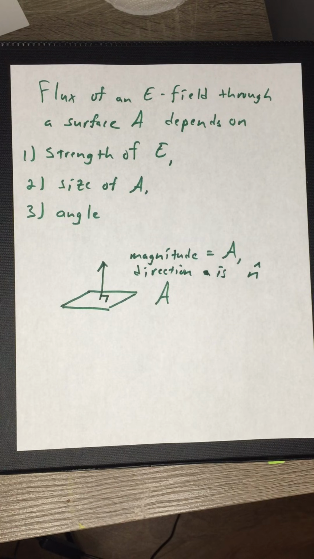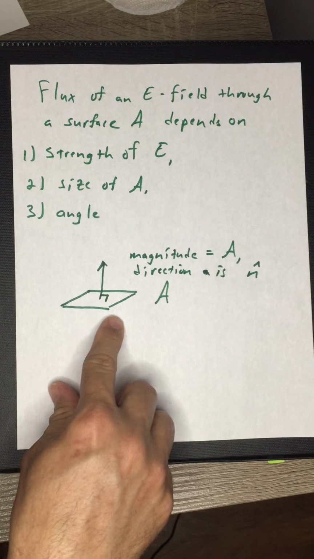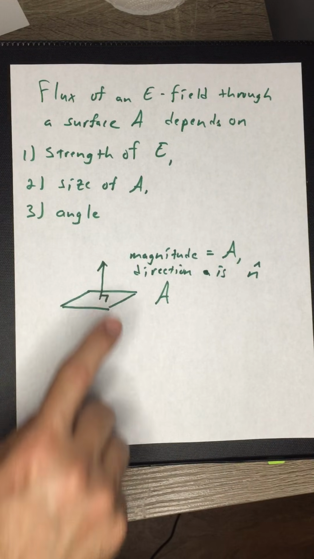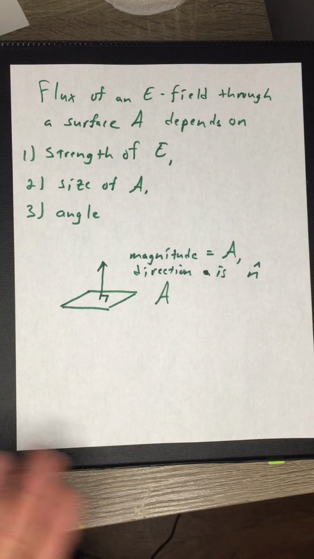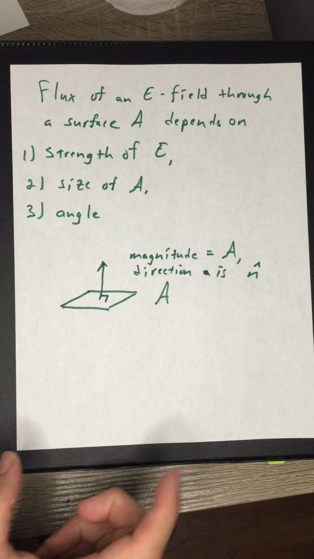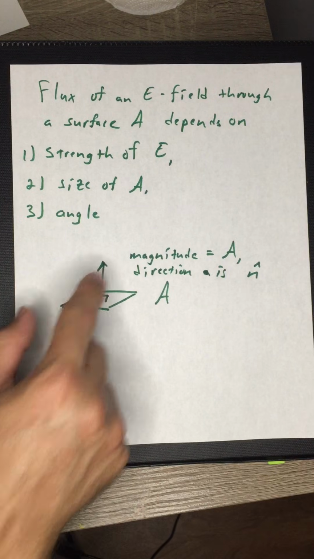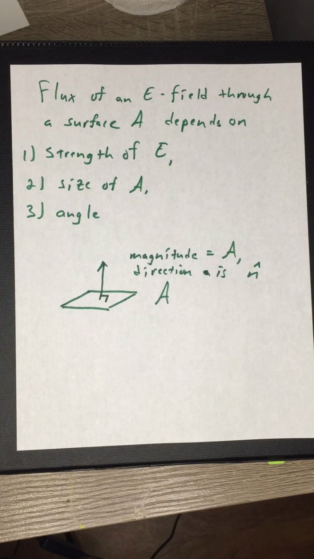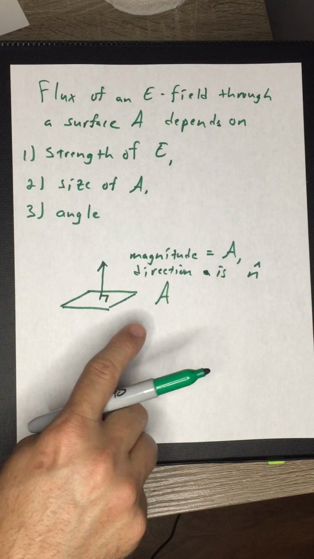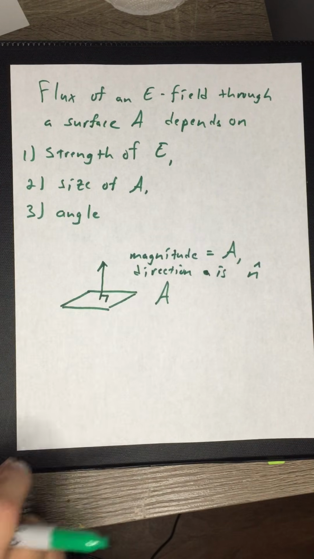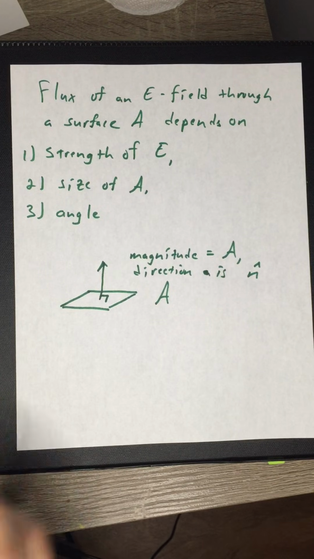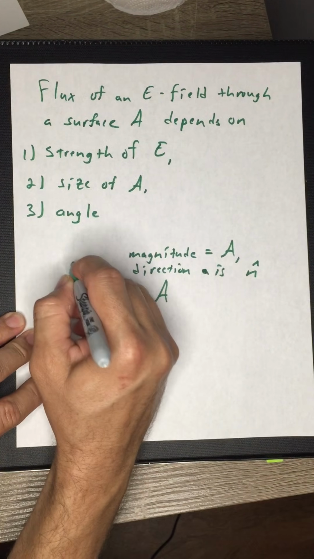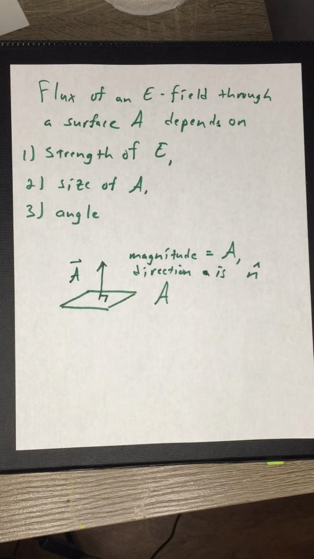The idea here is I'm forming a vector that has a magnitude equal to the area of this surface. It doesn't have to be a square, I should point that out. It could be whatever surface element you want, but the magnitude of the area vector is equal to the actual area of that surface, and the direction is normal to the surface. And once I do that, I'm going to just call this the area vector, the A vector.